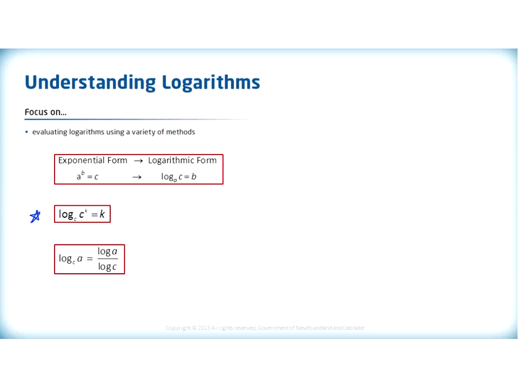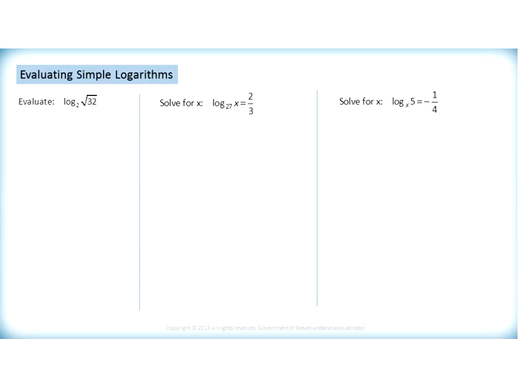As well, another property that we may use: if we have the log of a to base c, then we can rewrite that as the log of a divided by the log of c. Let's look at some examples.